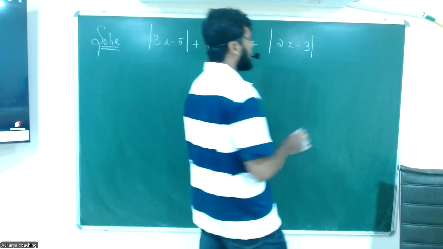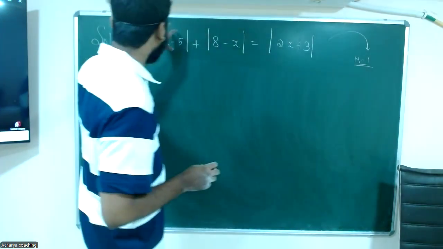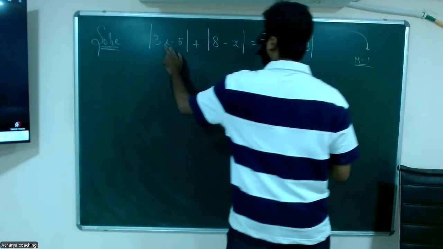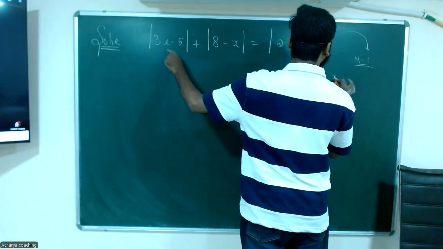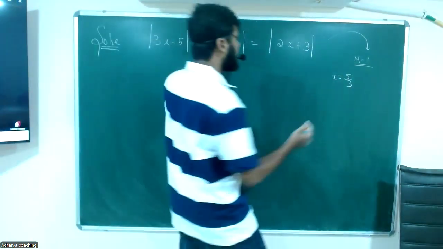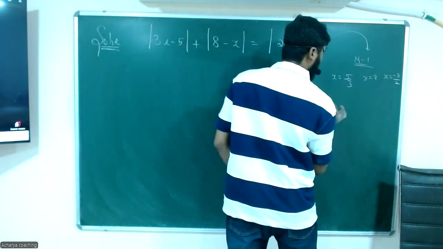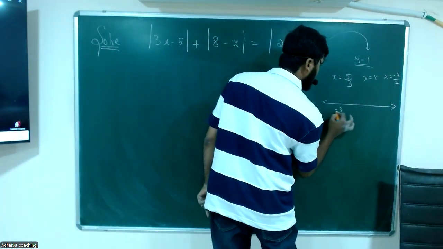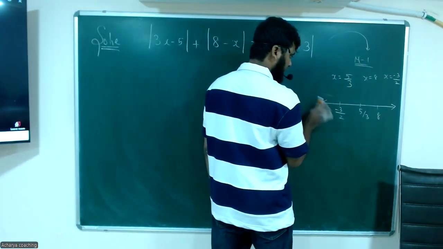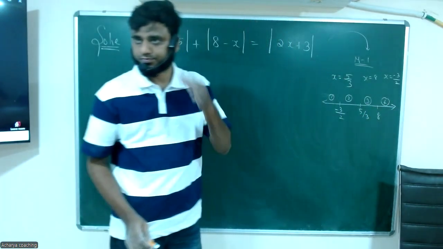Okay. See here, method 1. What you have to do is, you have to remove this modulus, and remove this modulus. For that, we have to equate what is inside the modulus to 0. This will change at x equal to 5 by 3. Here, when this will change, 8. When this will change, minus 3 by 2. Then minus 3 by 2, 5 by 3, 8. So here, one interval, 1, 2, 3, 4. 4 cases will come. Clear?